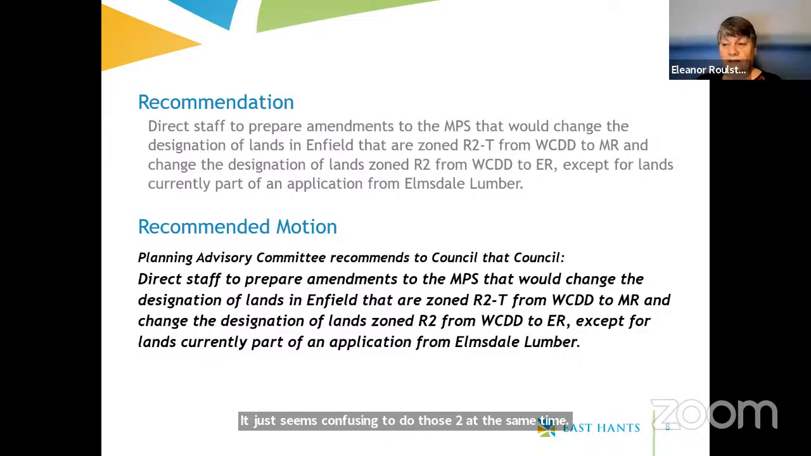With all due respect, it's very confusing to have land zoned one way with a land designation that allows something entirely different on it.